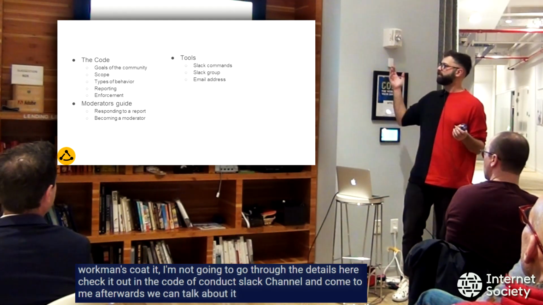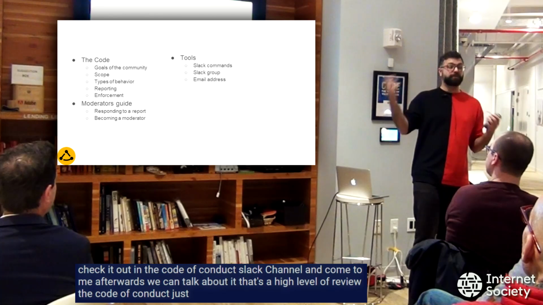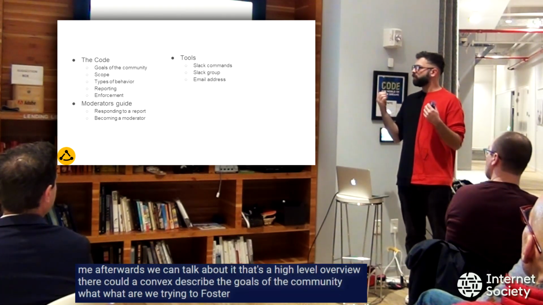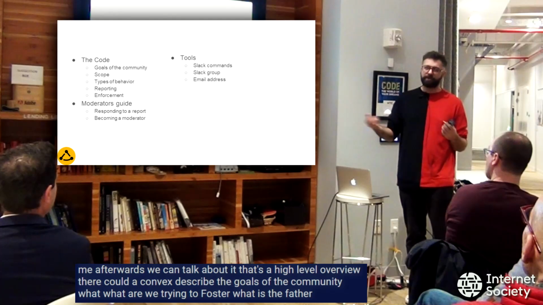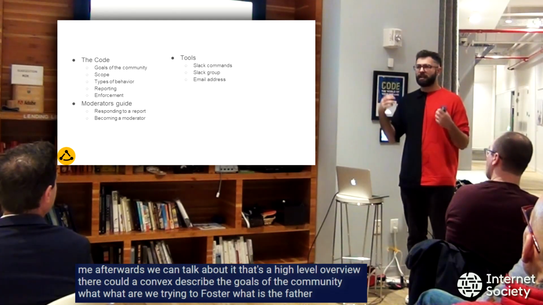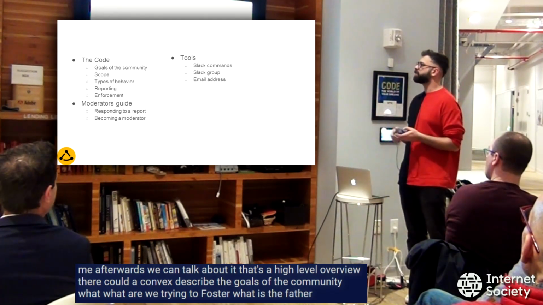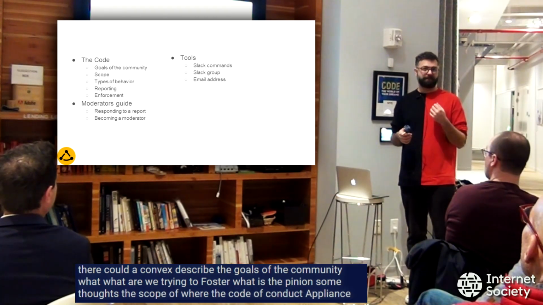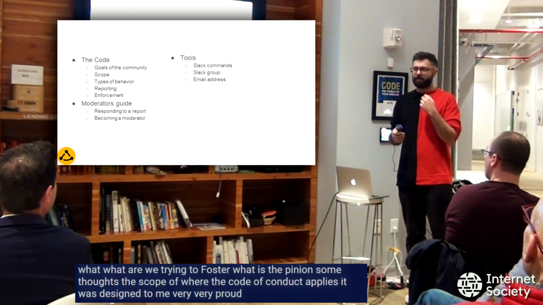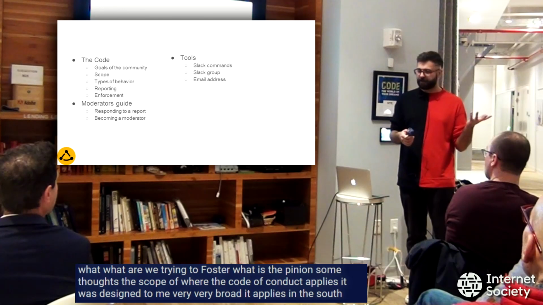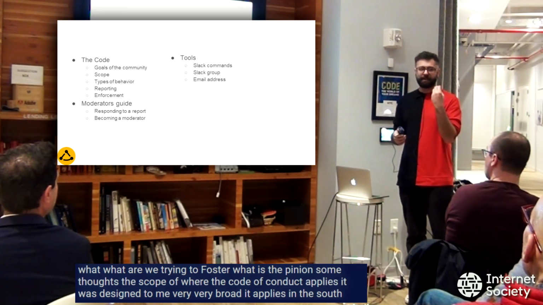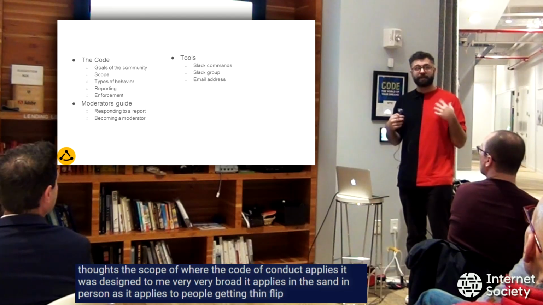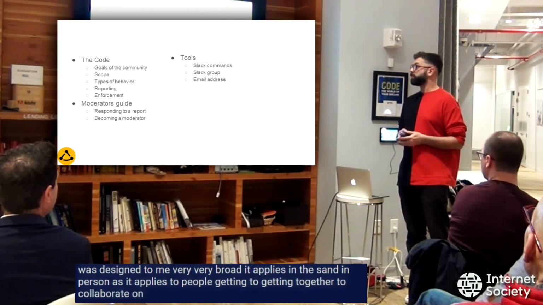As a high-level overview, the Code of Conduct describes the goals of the community. What are we trying to foster? We value inclusiveness, diversity, and diversity of opinions and thoughts. The scope of where the Code of Conduct applies was designed to be very broad. It applies in the Slack app, in in-person meetups, and to people getting together to collaborate on projects.